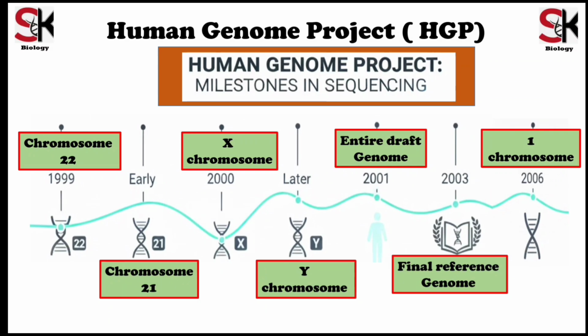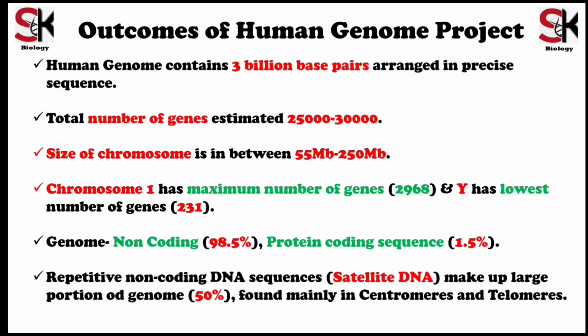After completion of genome sequencing and annotation, the final outcomes of HGP are as follows. First outcome is human genome contains 3 billion base pairs arranged in a precise sequence. Second outcome is humans contain total number of genes in the range of 25 to 30,000. Chromosome size in human varies from 55 to 250 megabases. Chromosome 1 is the largest chromosome and contains maximum number of genes, which is 2968. Chromosome Y contains lowest number of genes, that is 231.